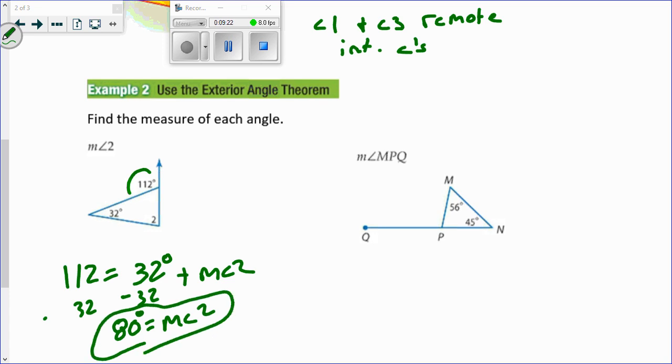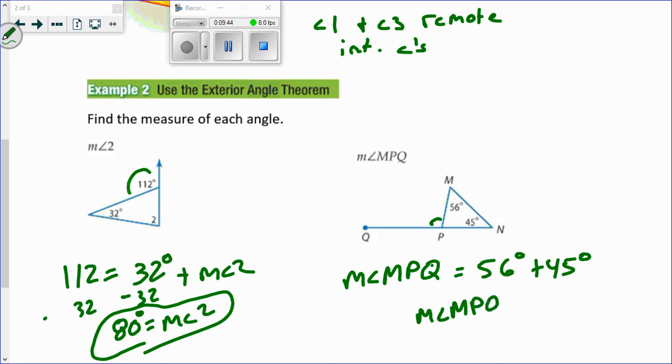All right, what about measure of angle MPQ? MPQ, that's the exterior angle. Well, the measure of angle MPQ is equal to the sum of the remote interior angles. So those happen to be given to us, 56 and 45. So we add those two together, and we get that the measure of angle MPQ is equal to 101 degrees.